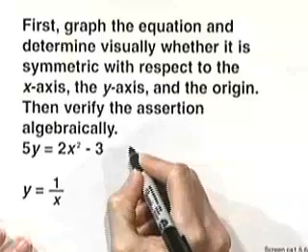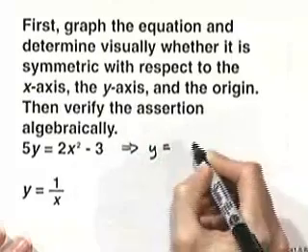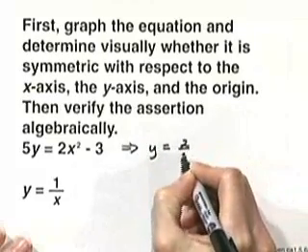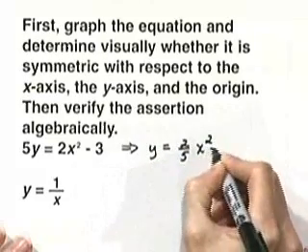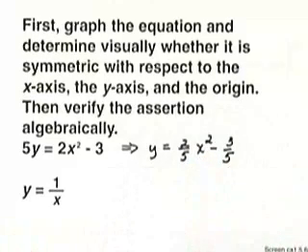So let's do that first. Now, before we put it into the grapher, we do need to solve for y. If I were to solve this for y, I would have y equals 2/5 x squared minus 3/5. So I'll need to do that in order to enter it into the calculator. So let's go ahead and do that.